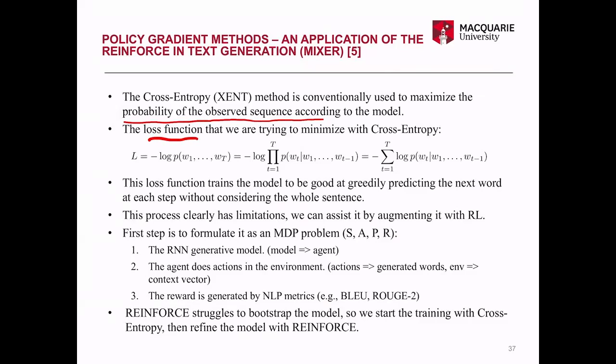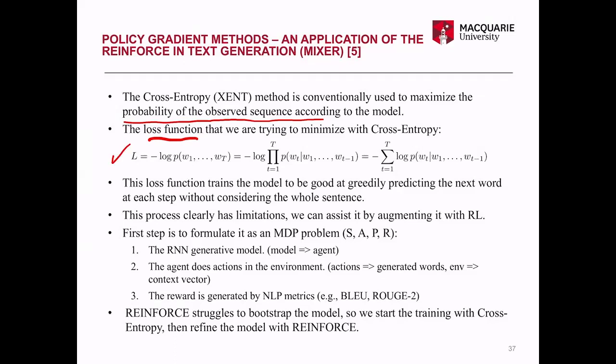So this method clearly has limitations because it has only one objective. The only objective of this method is to find the most likely sequence of words. It's not caring so much about the actual meaning and many other factors. It is still a very successful method, but we can do better. And to do that, we're not getting rid of it, we're going to augment this method with some reinforcement learning.